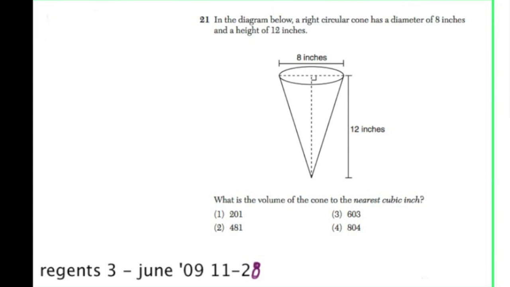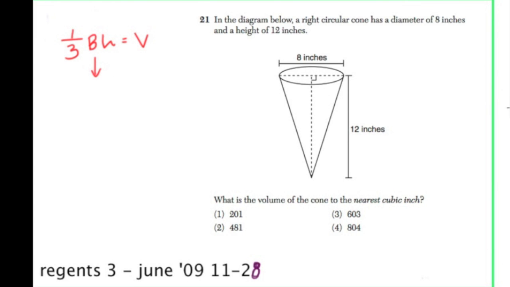Okay, number 21. In the diagram below, there's a right circular cone and its diameter is 8. Its height is 12. What's the volume of the cone? Okay, now it's time to get out that reference sheet, and it will tell you that the volume is 1/3 base times height.